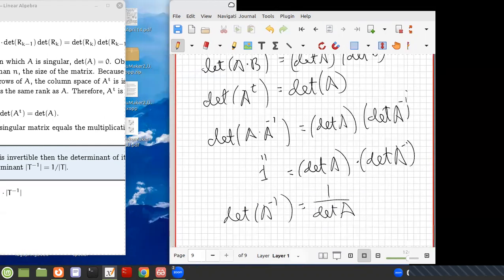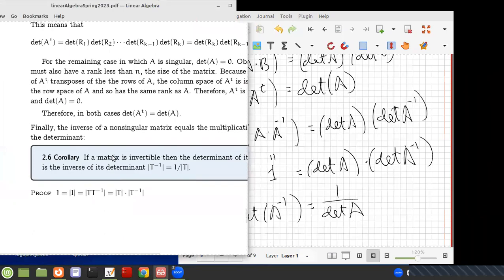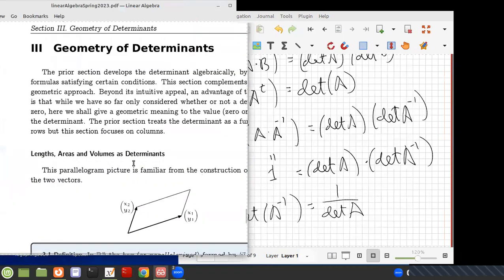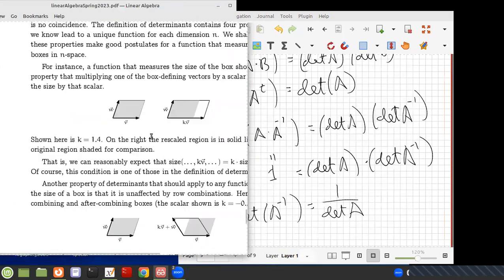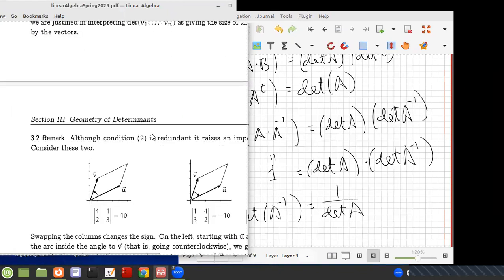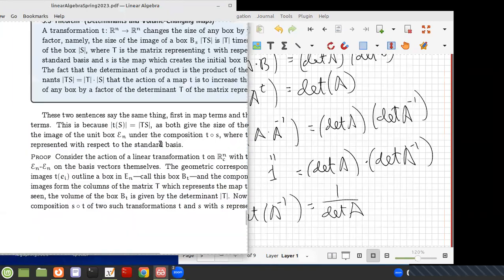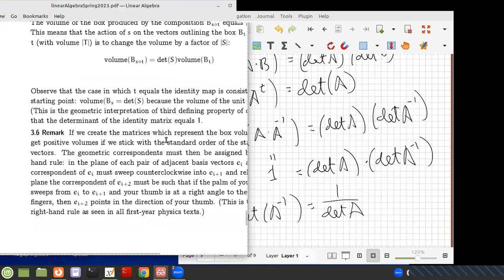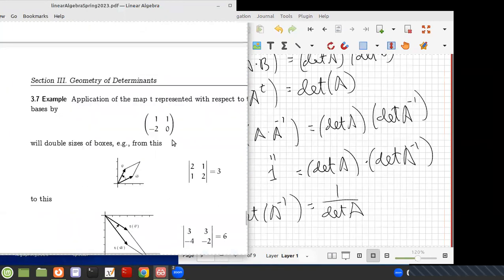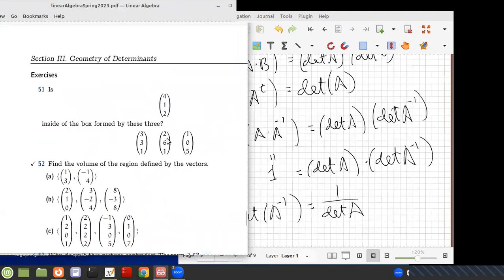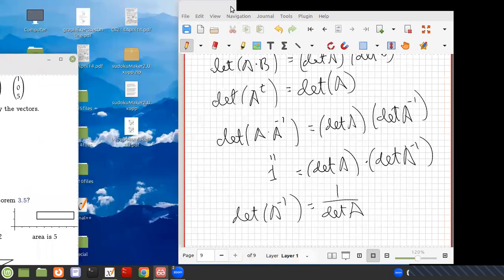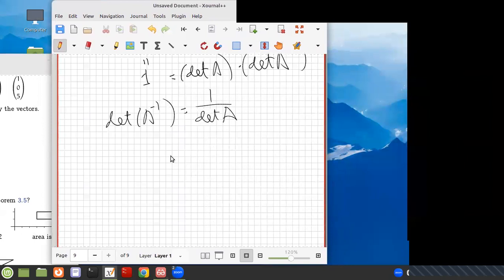So you get all these general results that are nice. And then the geometry of determinants, which we've already started with, is gone over at the end. We're not going to worry about volume changing maps. Okay, so let us practice doing some problems with these.